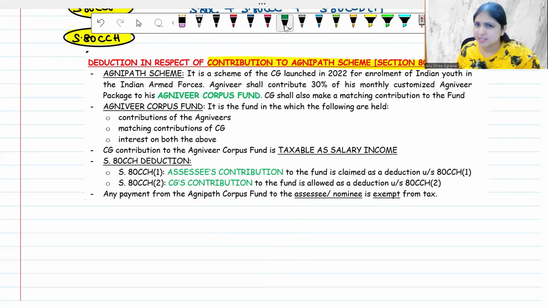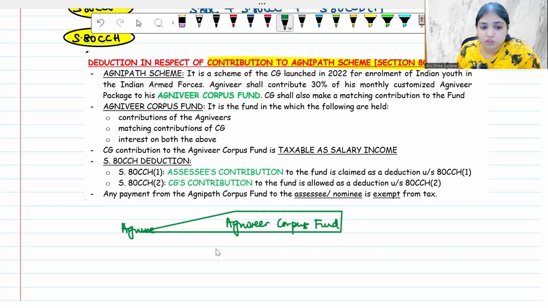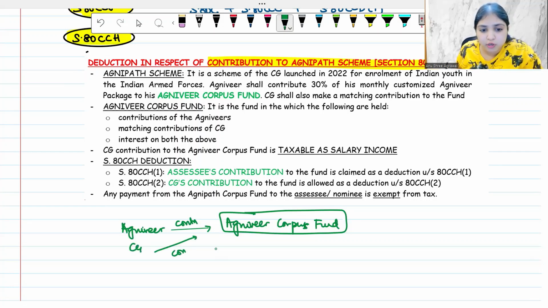So over here, if we have to simplify this a little bit for us, we have the Agniveer Corpus Fund, ACF. Now, who will contribute into this Agniveer Corpus Fund, guys? The Agniveer, that is the Indian youth who is joining the Indian Army, is going to make a contribution here, and also the central government will make a contribution here. So two people will contribute. Whatever the Agniveer is contributing will be eligible for 80CCH1 deduction. Whatever the central government is contributing will be eligible for 80CCH2 deduction.